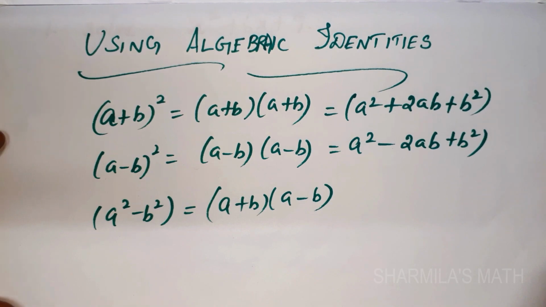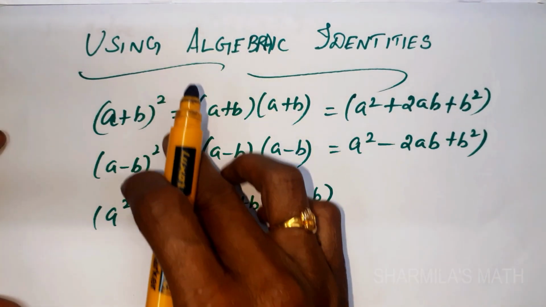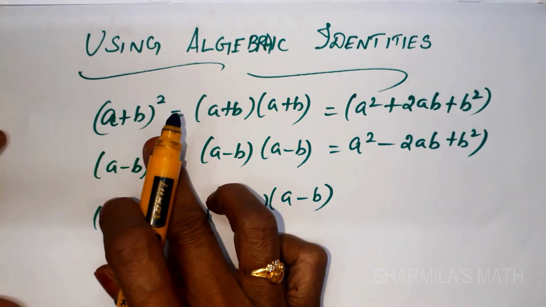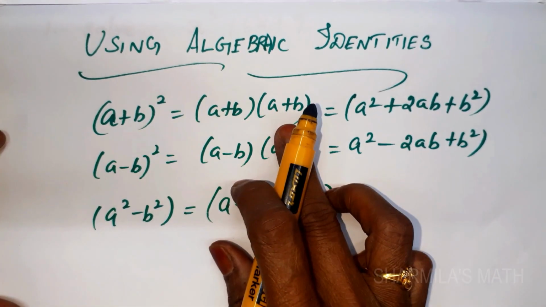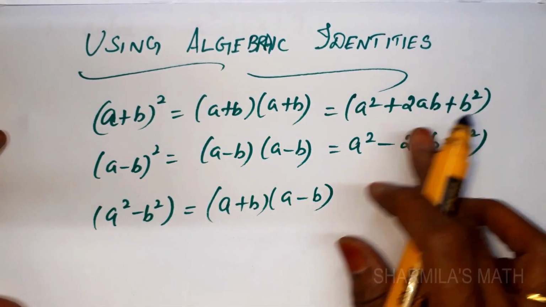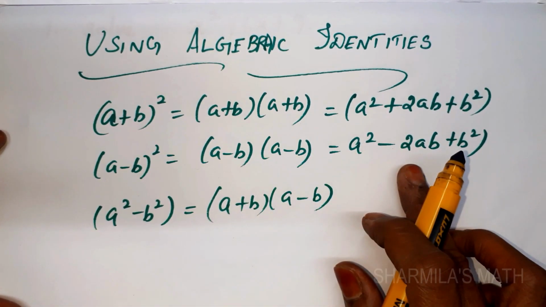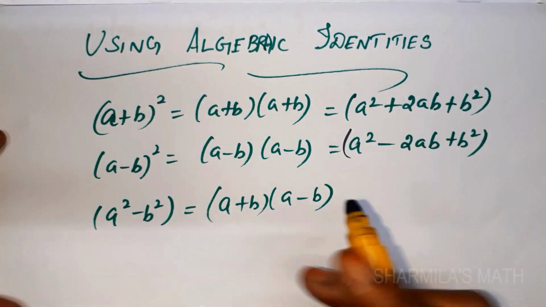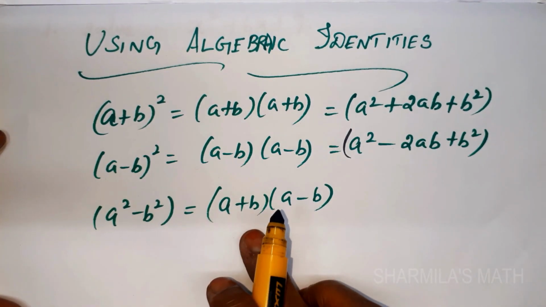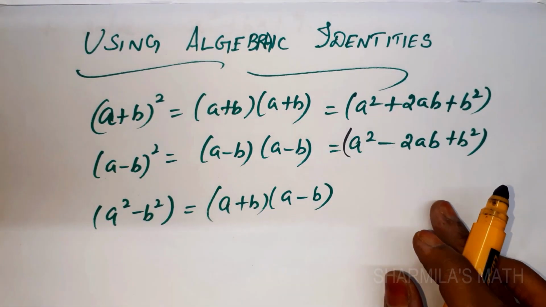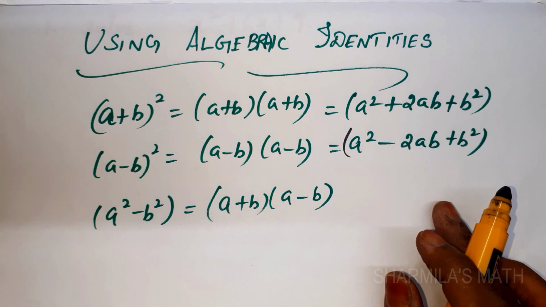And the next one is using algebraic identities, we are going to solve the given equation. Already you know these three formulae. a plus b the whole square is equal to a plus b into a plus b, that is a square plus 2ab plus b square. a minus b the whole square is equal to a minus b into a minus b, that is a square minus 2ab plus b square. And a squared minus b squared is equal to a plus b into a minus b. We are going to do some problems using these identities.